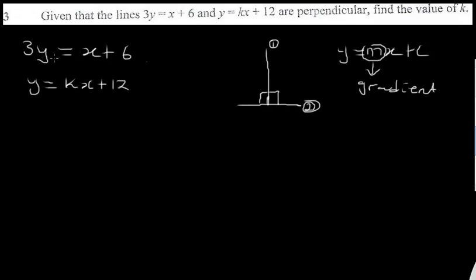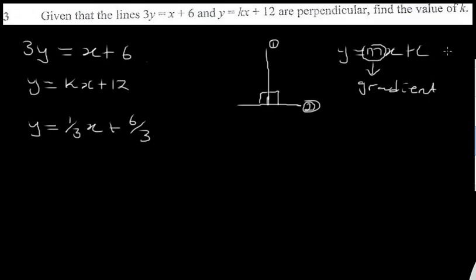So the first task is to find the gradient of this line and find the gradient of this line. The gradient of this line would be found by making y the subject of the formula. So we'd have y equals 1 over 3 x plus 6 over 3. Do you understand why we've done that? So we've agreed to say y should always be the subject of the formula, and to do that we would have to divide throughout by 3. So 3y divided by 3, x divided by 3, and 6 divided by 3, and we would have this.